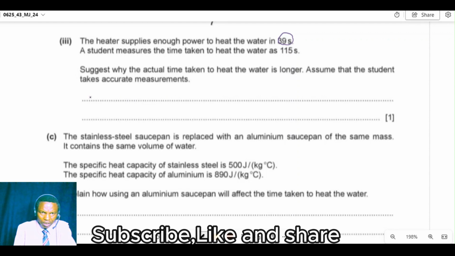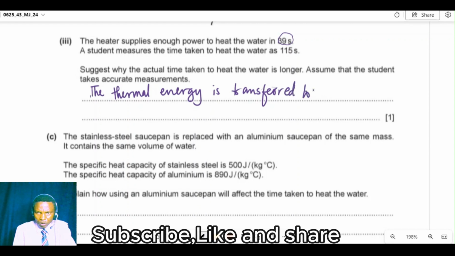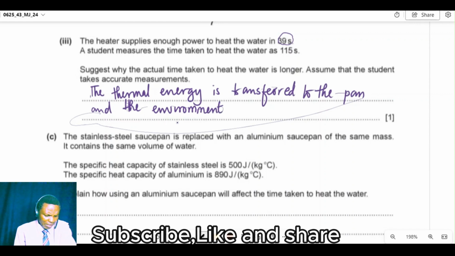So thermal energy is transferred to the pan and the environment during the heating. So it took a longer time.